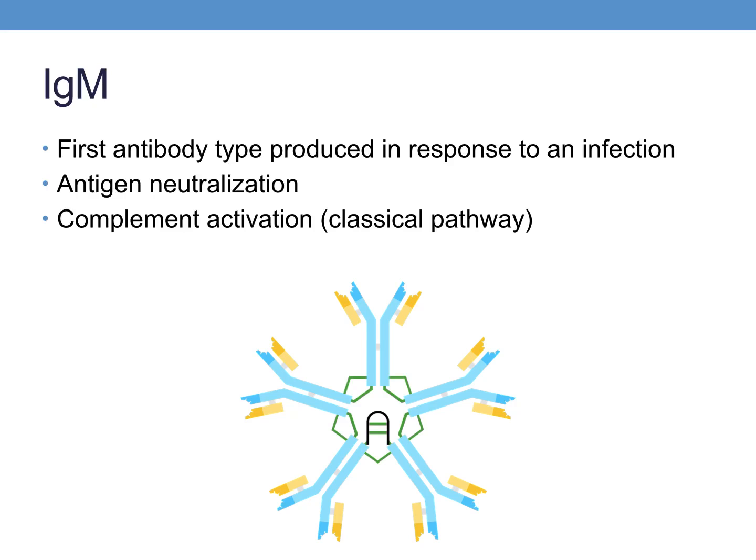IgM is found in blood and lymph fluid and is the first type of antibody made in response to an infection. It acts to neutralize microbes, toxins, or other antigens, and it can activate complement through the classical pathway. As you can see in this image, IgM is very large and it's a pentamer.